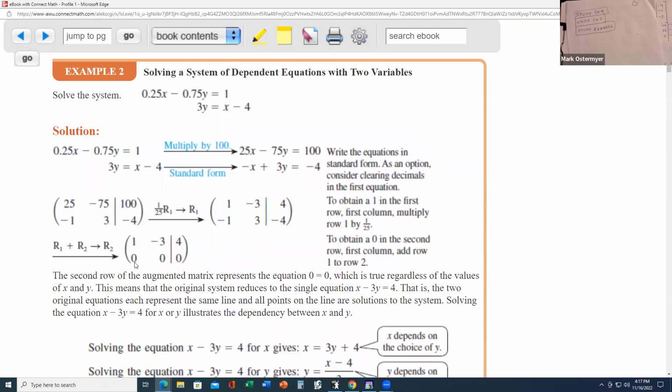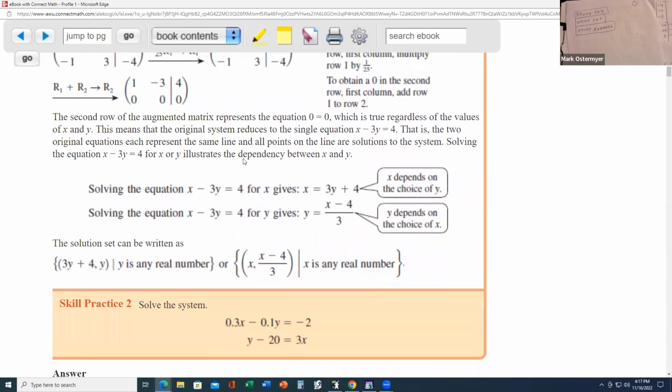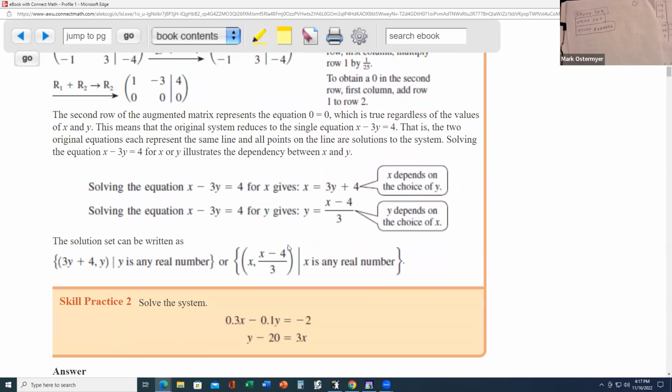Here's an example of a dependent system where we get a true statement at the bottom, 0 equals 0. So this system would have infinitely many solutions. And notice how they represent all the ordered pair solutions. They let x be the free variable to take on any real number, and then they solved the second equation for y in terms of x to represent all the infinite ordered pair solutions and what they would look like.